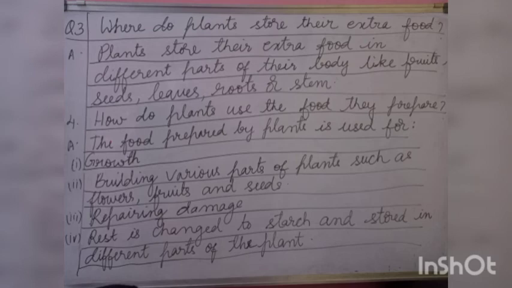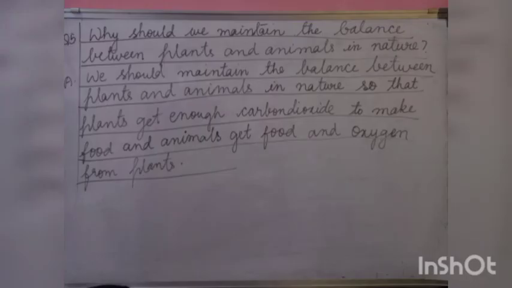So children, we will go through all the answer once. Please follow me. How do plants use the food they prepare? The food prepared by plants is used for growth, building various parts of plants such as flowers, fruits and seeds, repairing damage. Rest is changed to starch and stored in different parts of the body. Okay, we'll see question number 5.